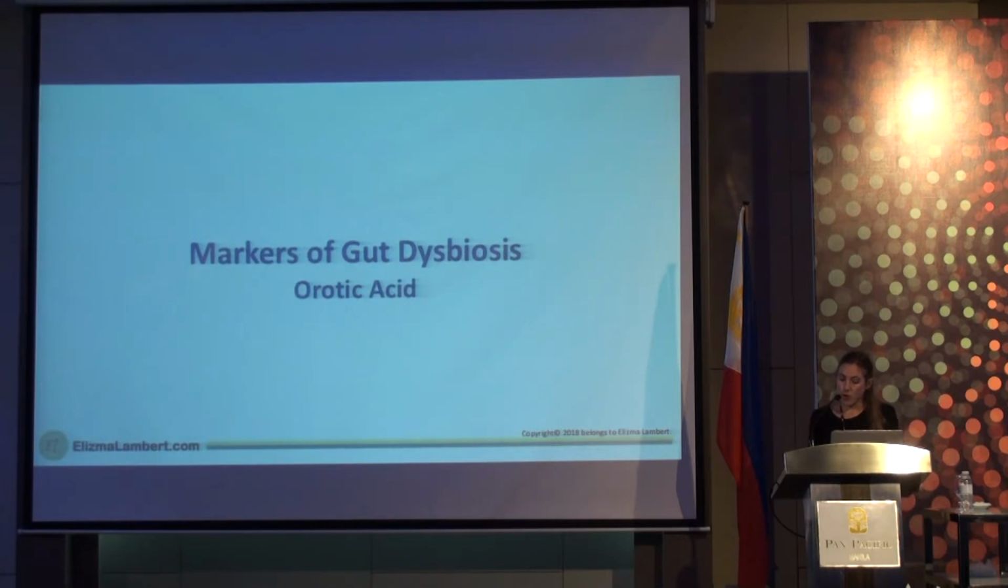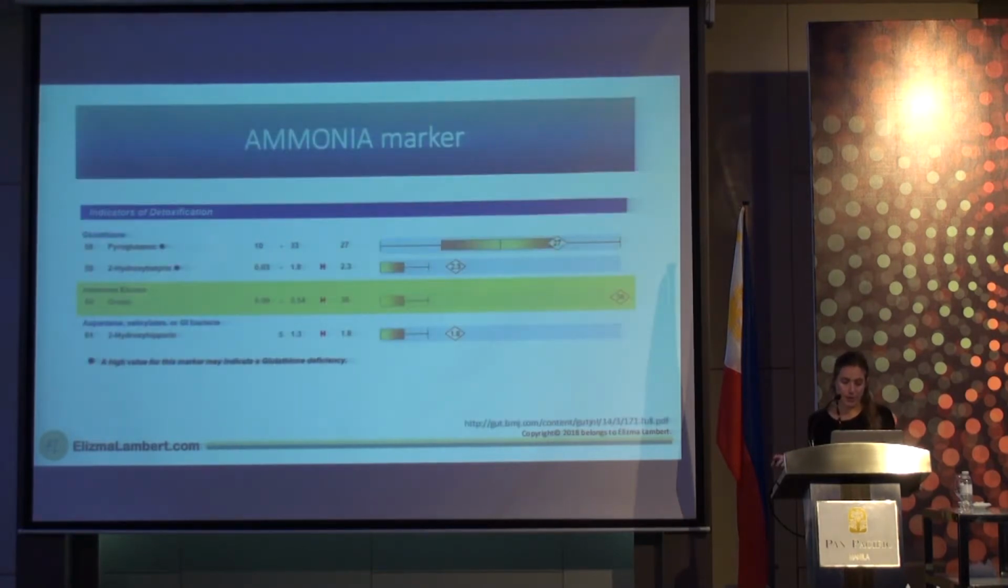So we already looked at the phenol marker, which was that 2-hydroxyhippuric acid marker. So let's look at the orotic acid marker, which is another marker on the organic acid test. So it's sort of classified, you'll see there, under ammonia excess. Technically speaking, orotic acid is not just an ammonia marker, it's also a folate marker. But no, I'm not going to try and confuse you too much today. So we'll just talk about it as an ammonia marker.